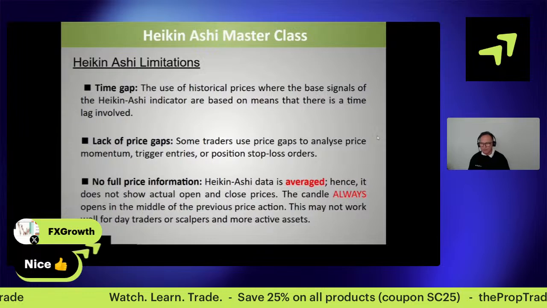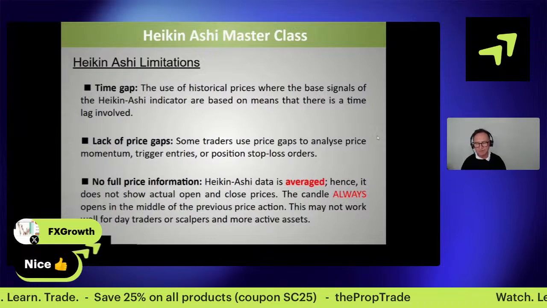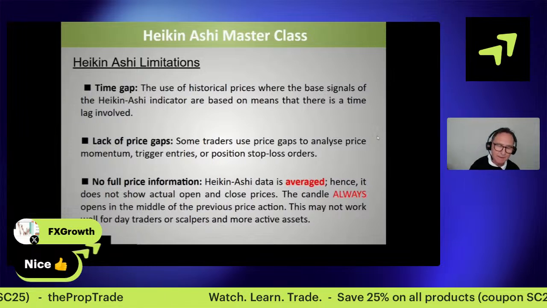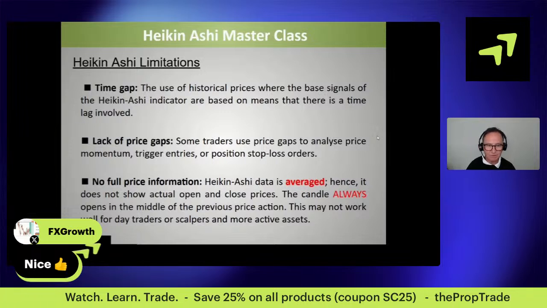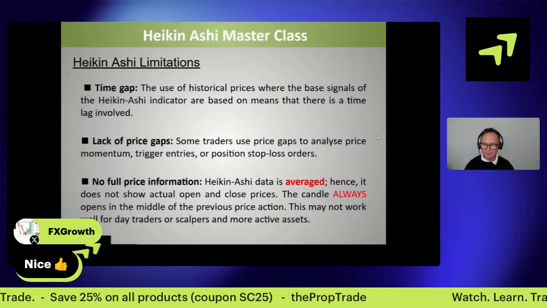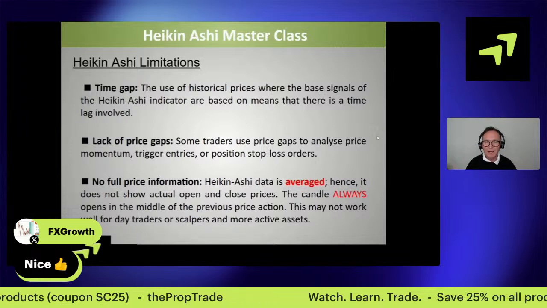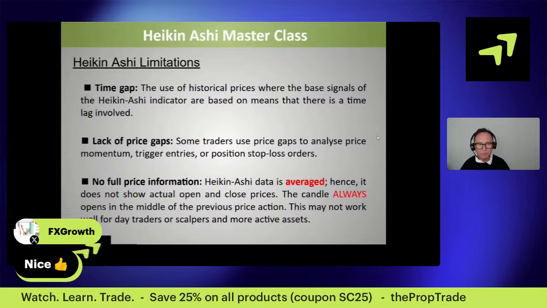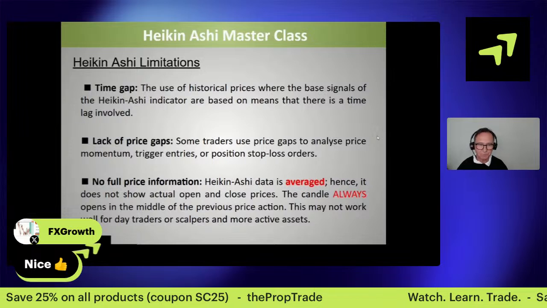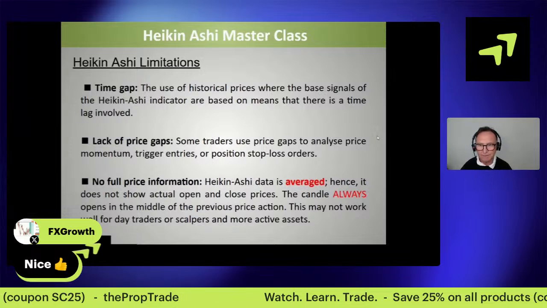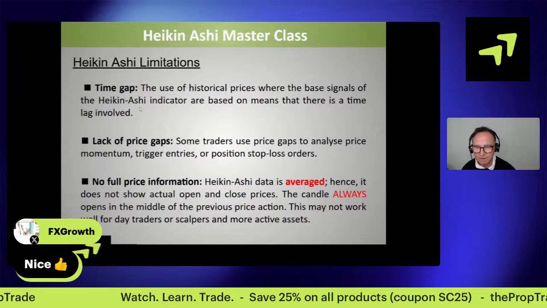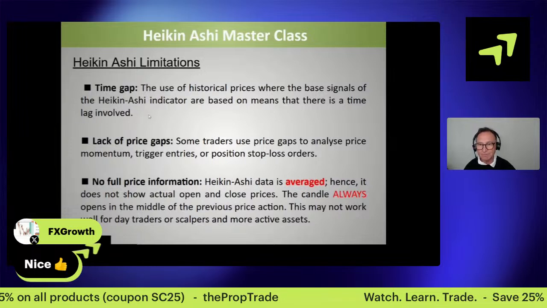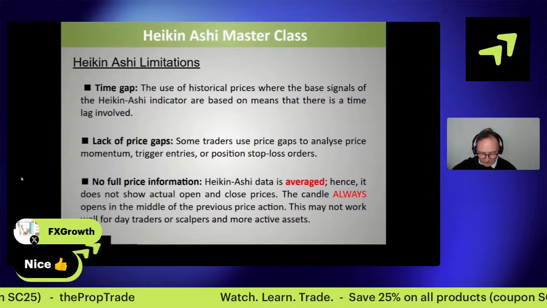Okay, not everything in life is perfect. Some key things to bear in mind when you're looking at Heikin Ashi candles. It really seems like the best thing since sliced bread, and I think they're great, but there are some key limitations to them. The use of historical prices, so time gap. The use of historical prices, which the base signals of the Heikin Ashi indicator are based on, means there is a time lag involved because of the nature of creating the candles.